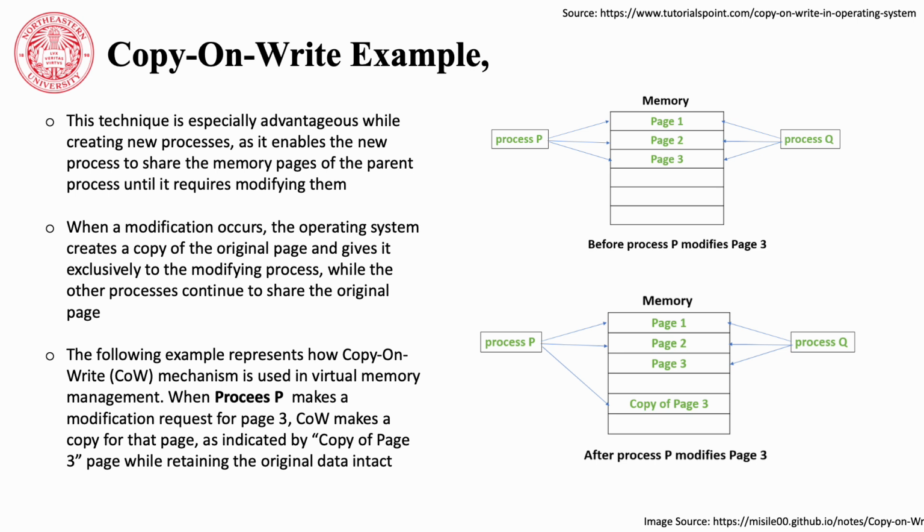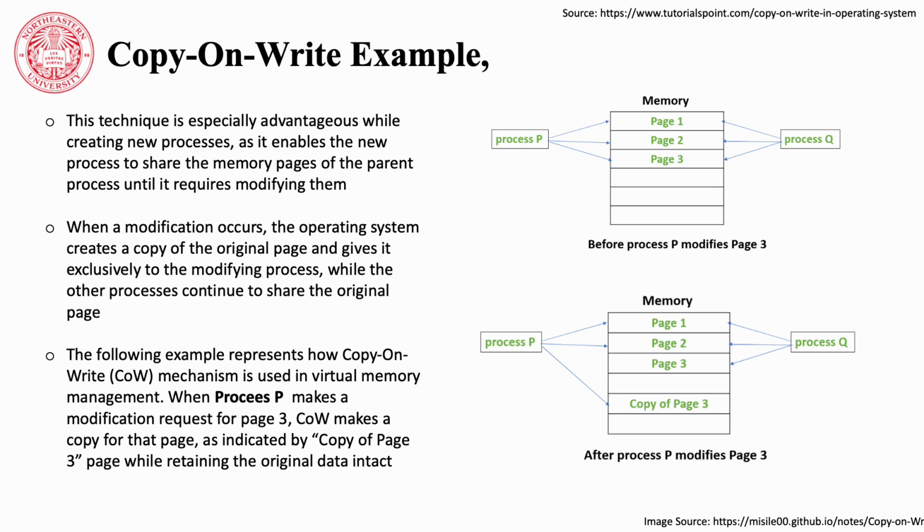Moving on, here we could see an example of how copy on write is implemented. Initially there is process P, which consists of 3 pages, pages 1, 2, and 3. When a new process Q is created, initially process Q is mapped to the same pages as process P. Now, as time passes, let's say process P needs to make a modification to one of its pages. In that case, it will raise a modification request to the operating system.